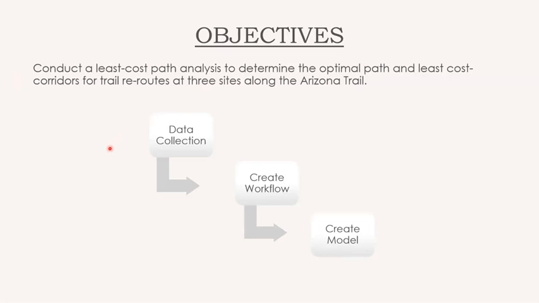The first step was to gather the data. I needed to locate what variables were present at each site and why the trail was being rerouted. The second step was to create a workflow on the available data, and the final step was to create a model in ArcGIS Pro Model Builder so the Arizona Trail Association could use the application for future trail reroutes.